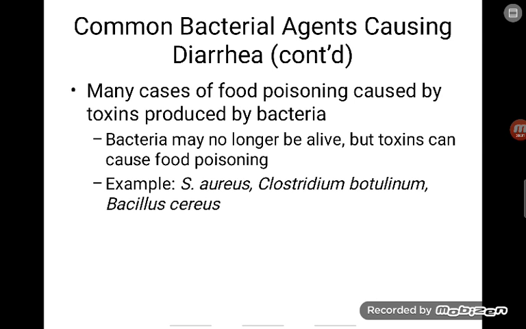Sometimes it is not the bacteria itself that causes the illness, but the toxin present in the food. This is called food poisoning. So food poisoning is caused by toxin-producing bacteria. Here, the bacteria may no longer be alive. Bacteria may be killed during cooking or any processing of the food, but the toxin can still cause food poisoning. Examples are Staphylococcus aureus, Clostridium botulinum, and Bacillus cereus.